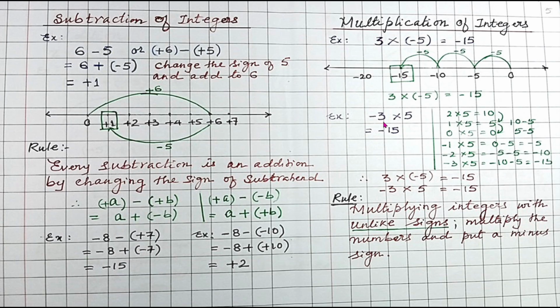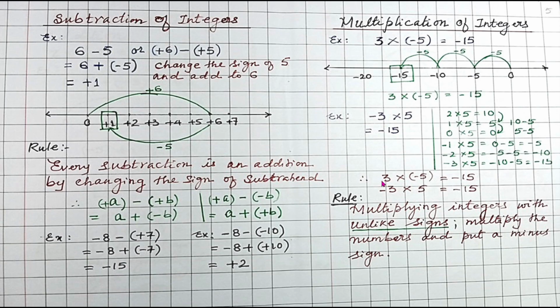This also can be explained in another way. Minus 3 into 5 is minus 15, because 2 into 5 is 10, 1 into 5 is 5, that is 5 less, 0 into 5 is again 5 less, 0. Minus 1 into 5 is again 5 less, that is minus 5, again minus 2 into 5 is 5 less, that is minus 10, minus 3 into 5 is again 5 less, that is minus 15.